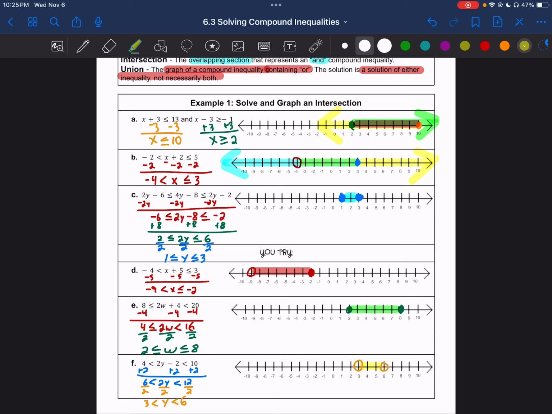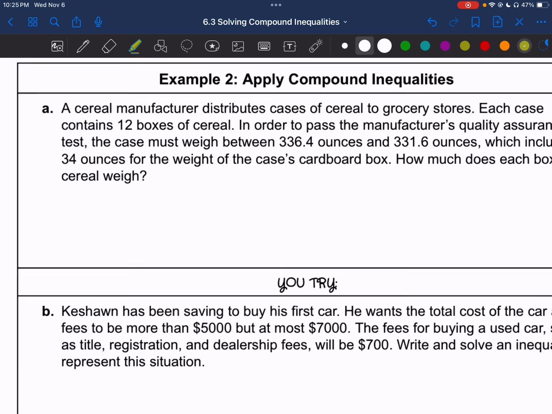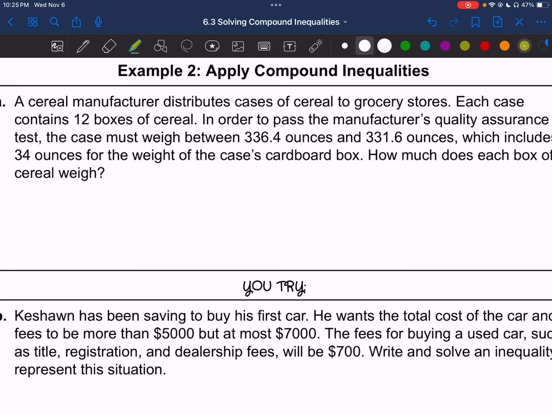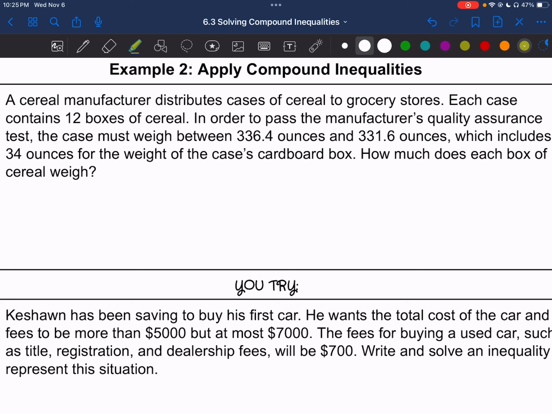All right, so let's go on to our next page. We have an example of applying compound inequalities. So we have a cereal manufacturer that distributes cases of cereal to grocery stores. Each case contains 12 boxes of cereal. In order to pass the manufacturer's quality assurance test, the case must weigh between 336.4 ounces and 331.6 ounces, which includes 34 ounces for the weight of the case's cardboard box. How much does each box of cereal weigh?